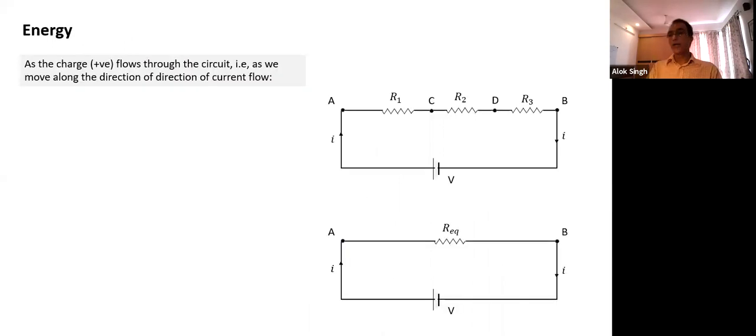Now, the energy terms. Let's see what is happening to energy as it flows through the circuit. Let's say we are moving in the direction of current flow. This is something like a series circuit.